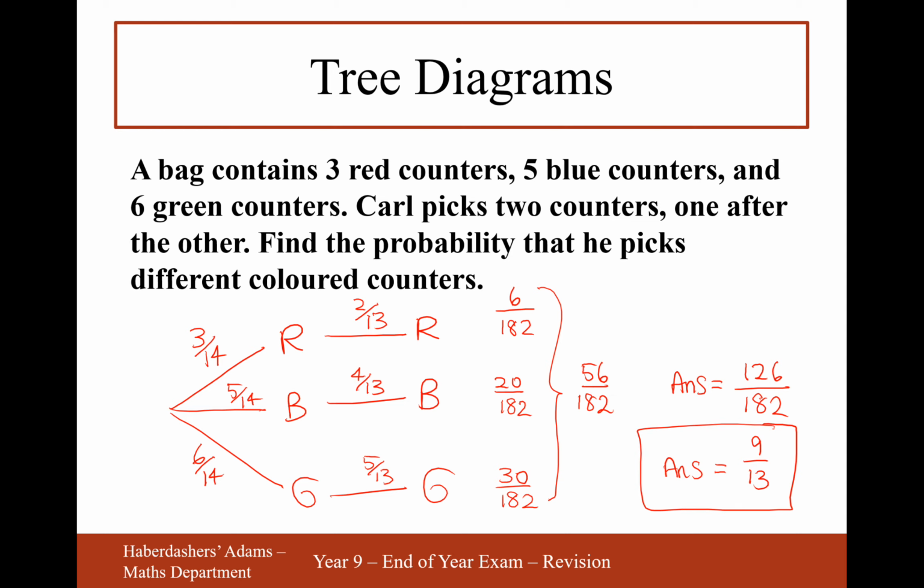So 9 out of 13 is the probability for picking different coloured counters, and I've done it in a bit of a sneaky way. I've worked out the probability of the same coloured counter, that was this answer here, and then I've done the reverse of that probability, the complete opposite of it. I've done 1 minus 56 over 182 to work out the actual answer to the question I'm asked, which is 126 over 182 simplified to 9 over 13. Sneaky.